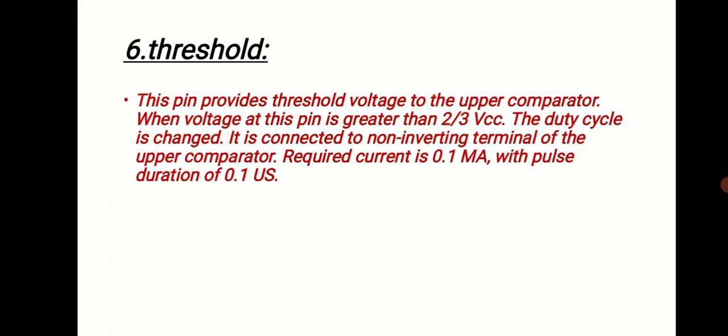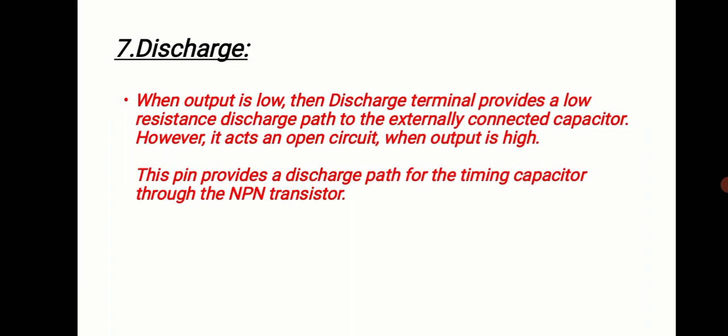Threshold. This pin provides the threshold voltage to the upper comparator. When the voltage at this pin is greater than 2/3 VCC, the circuit state changes. It is connected to the non-inverting terminal of the upper comparator. The required current is 0.1 microamps with a pulse width of 0.1 microseconds.